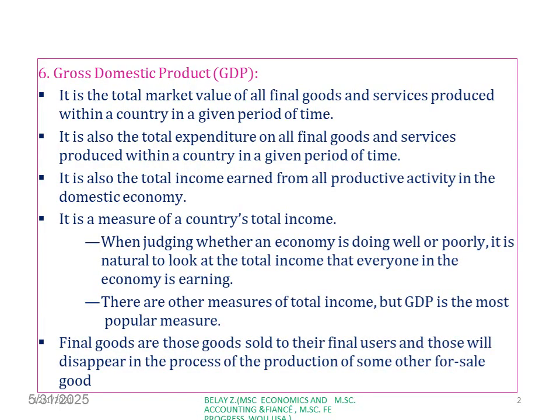Today, from the previous number 6, that is gross domestic product. So we have seen different components in the previous. Now we see the 6th, the other component, that is gross domestic product or GDP. GDP is the total market value of all final goods and services produced within a country in a given period of time.